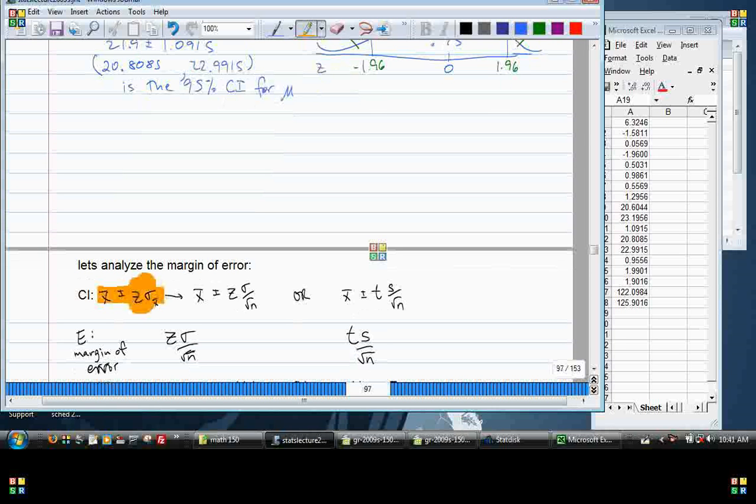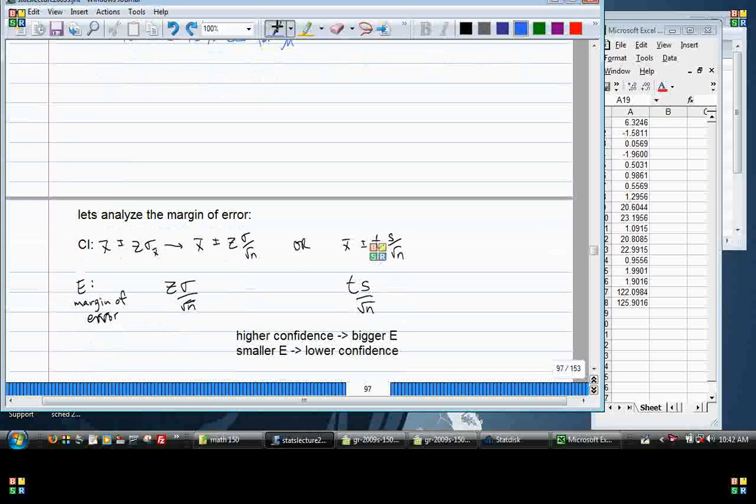Now, is that good or bad, to have a bigger confidence interval? That's bad. Would you rather say that the mean is between 59 and 61, or between 20 and 120? Right, so that's called being precise. You'd rather be more precise. You'd rather have a smaller range. But what's the problem with having a smaller range?